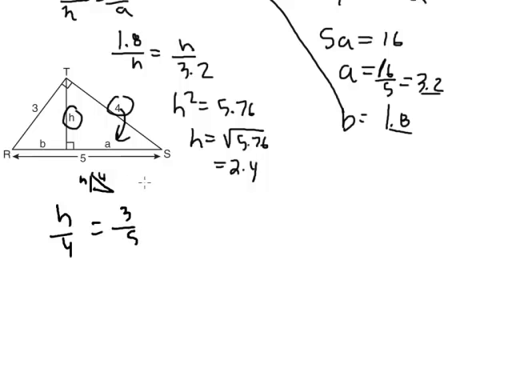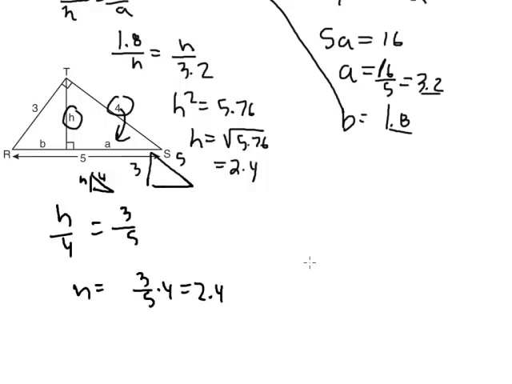And if you took this giant outer triangle and switched it all around, you would have this little leg 3 here and the hypotenuse 5. So we're just saying h over 4 equals 3 over 5. And you would see that 3 over 5 times 4 also equals 2.4.